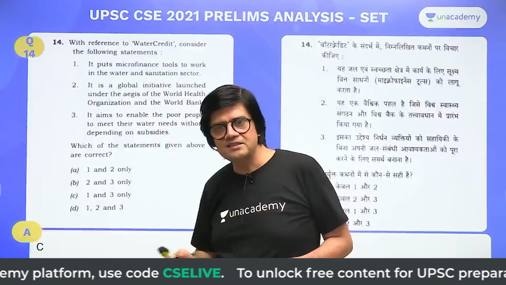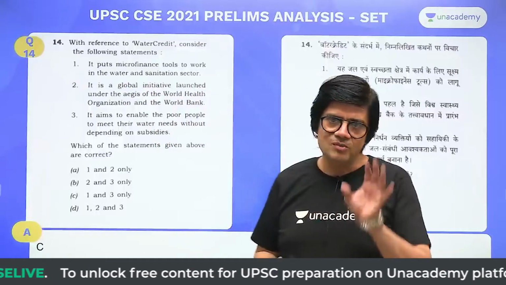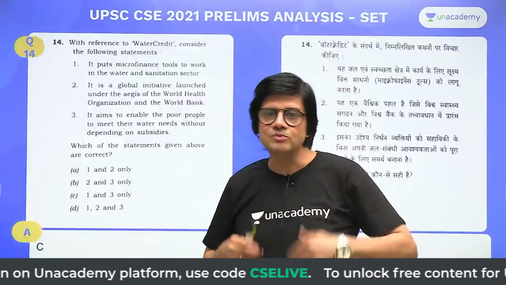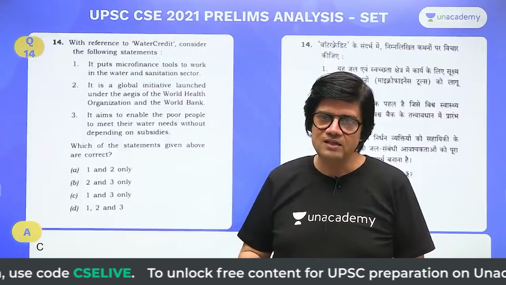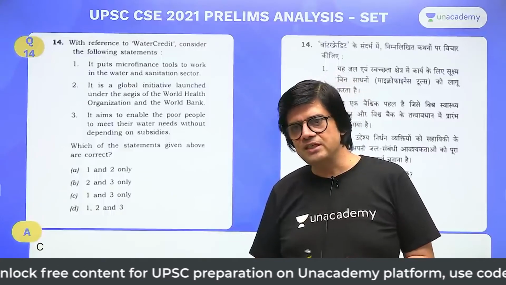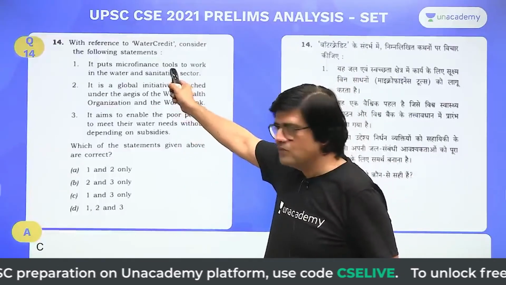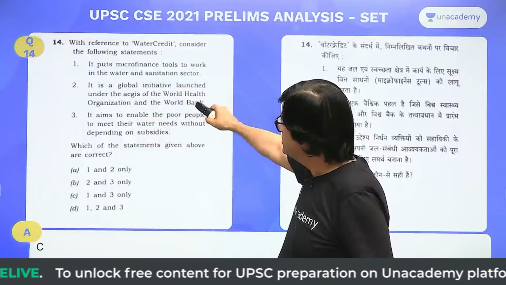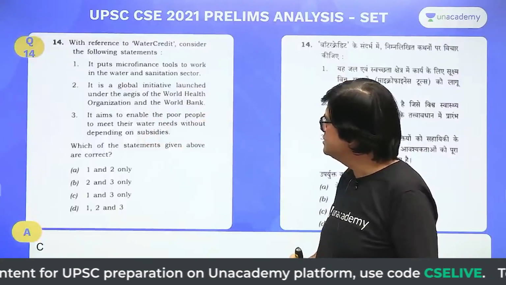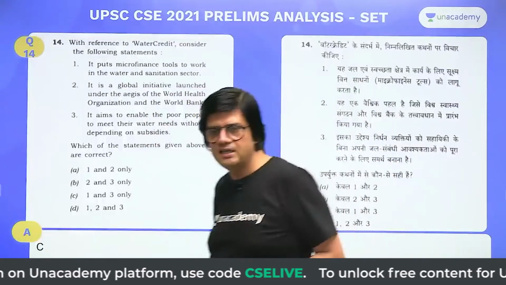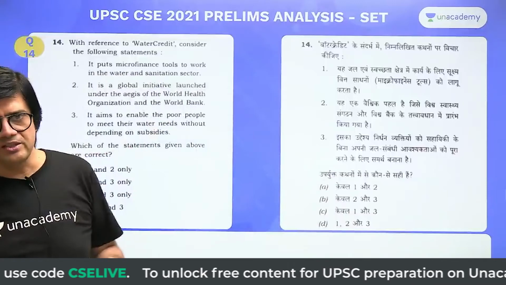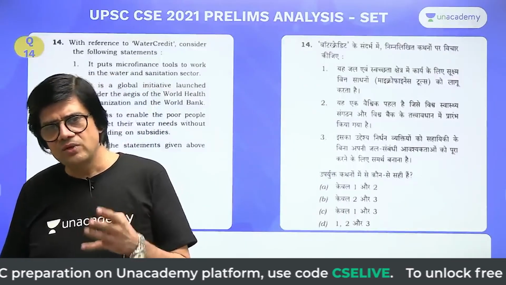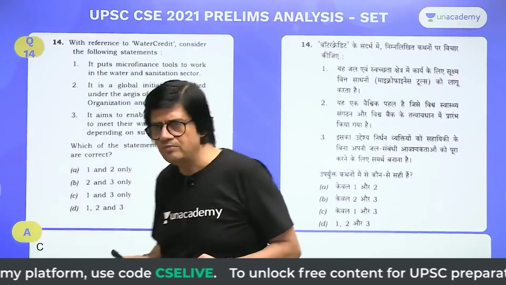So in the water and sanitation sector, microfinance, if small amounts of loans are provided to farmers and to poor people who are not able to afford safe, clean drinking water and water for sanitation, then obviously this is one of the basic purposes of water credits. Then it is a global initiative launched under the aegis of the World Health Organization and World Bank. It has so far not acquired that ramification. Actually, it is just a budding idea as of now, and therefore it is not sponsored by World Bank.